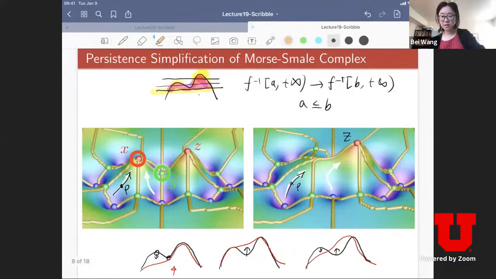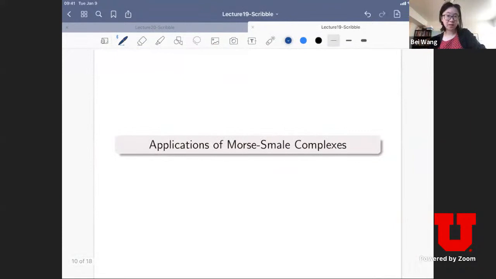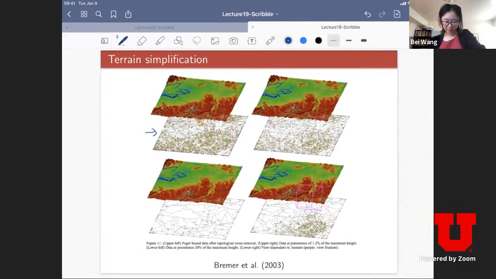So you pick up a particular persistence level. Remember, the persistence of this pair is the height difference between these critical points. So it's a tolerance level, right? We're saying let's get rid of the bumps that are below that level, or getting rid of all the persistent features that have a persistence smaller or equal to some threshold. So this is what you have: you are actually simplifying the terrain.